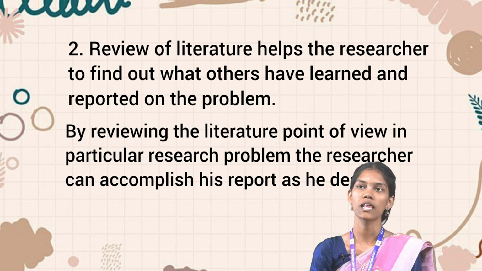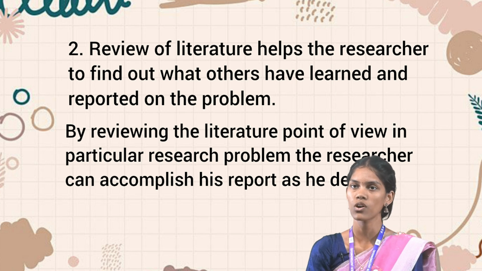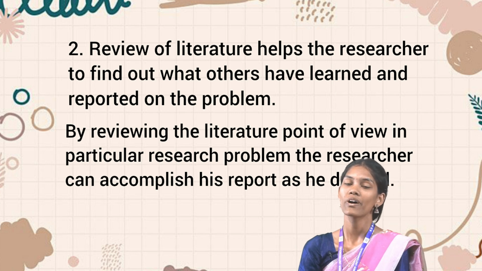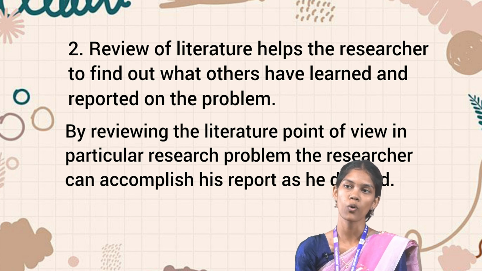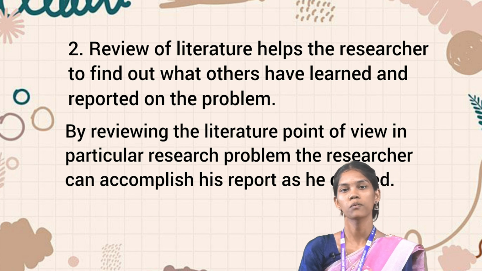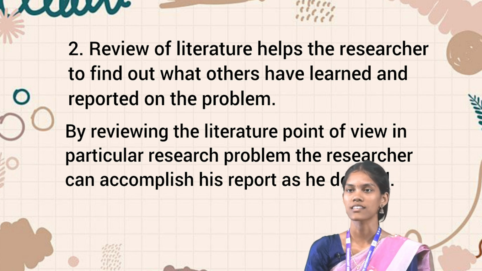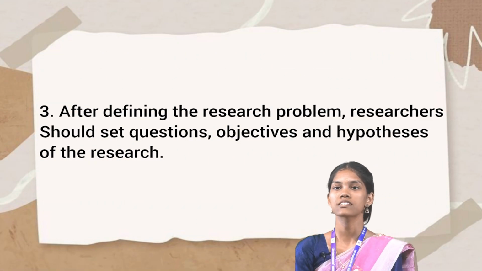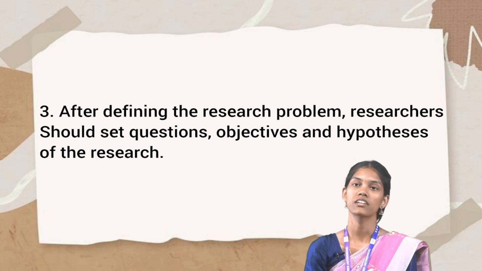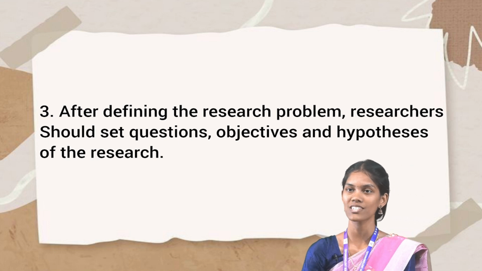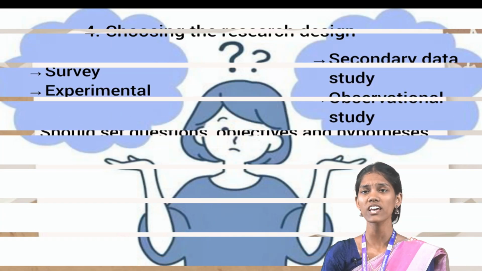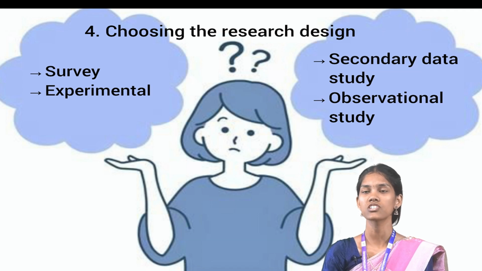Review of literature helps the researcher to find out what others have learned and reported on the problem. By reviewing the literature from the point of view of a particular research problem, the researcher can accomplish his report as he desired. And next, after defining the research problem, the researcher should set questions, objectives, and hypotheses. So next one is choosing the research design.